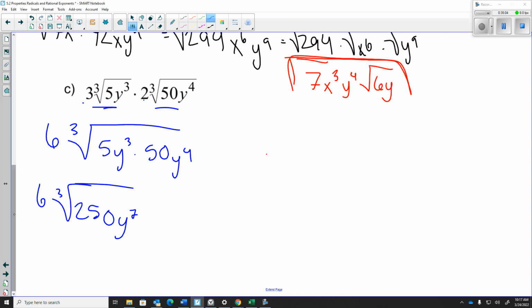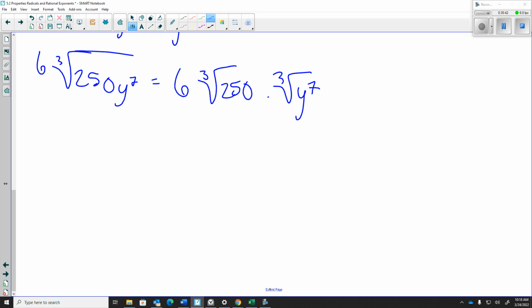All right, split it up. 6 cube root of 250 cube root of y to the 7. Is there a cube root of 250? I don't think there's a cube root of 250, but there might be a perfect cube that goes into it. Perhaps 125. 125 times 2.